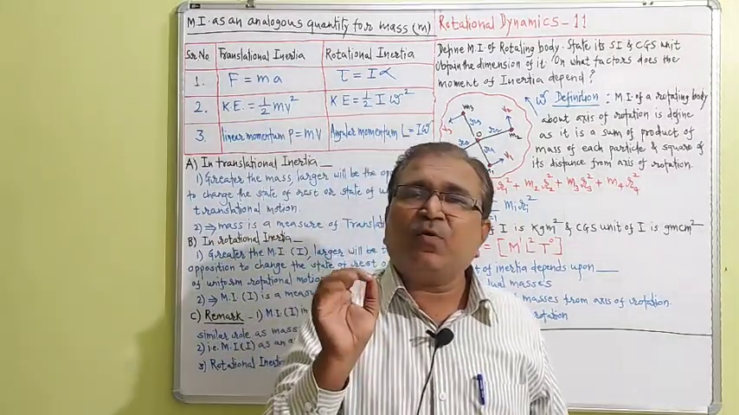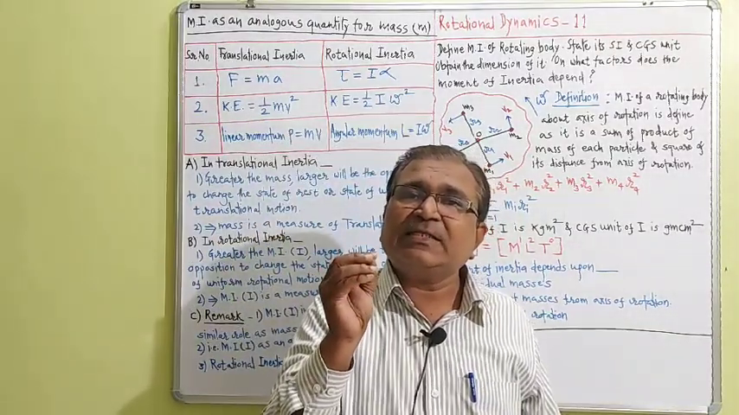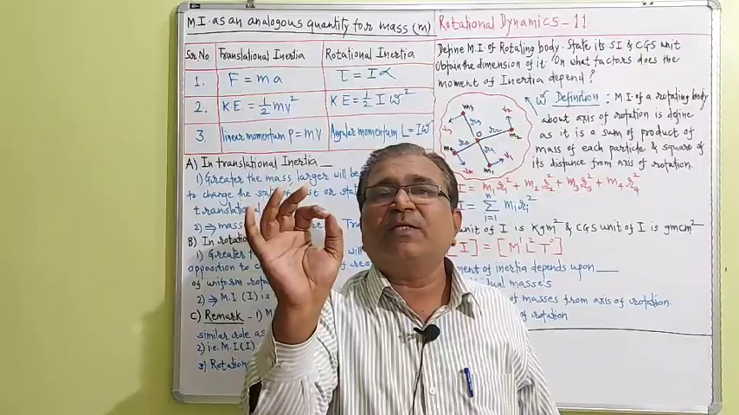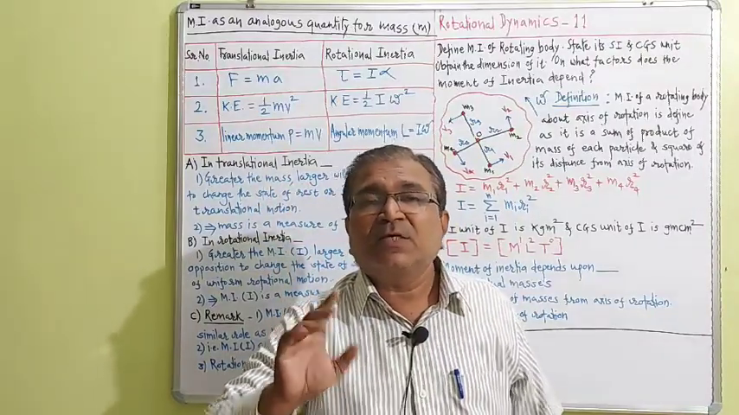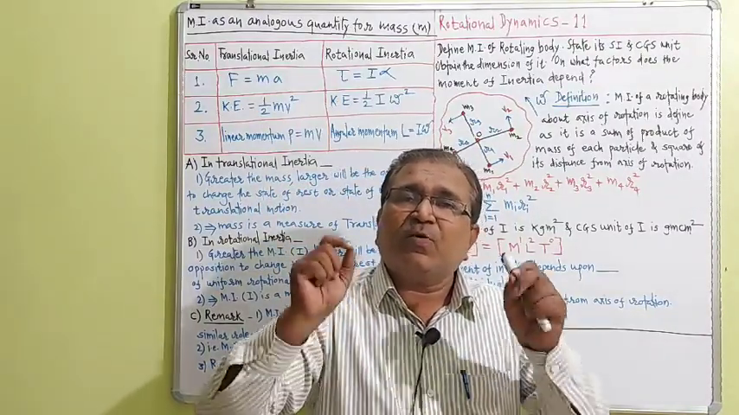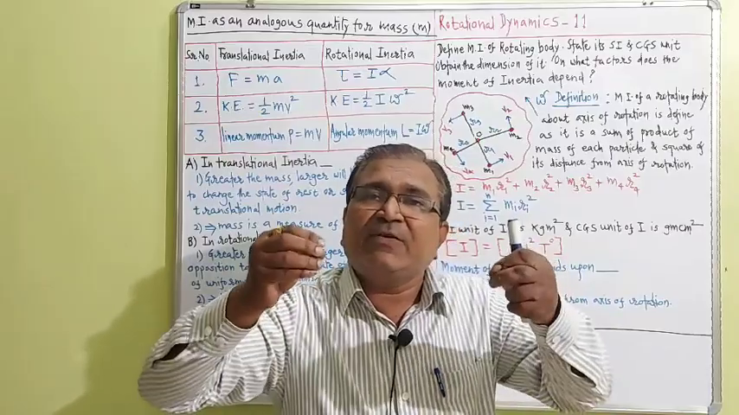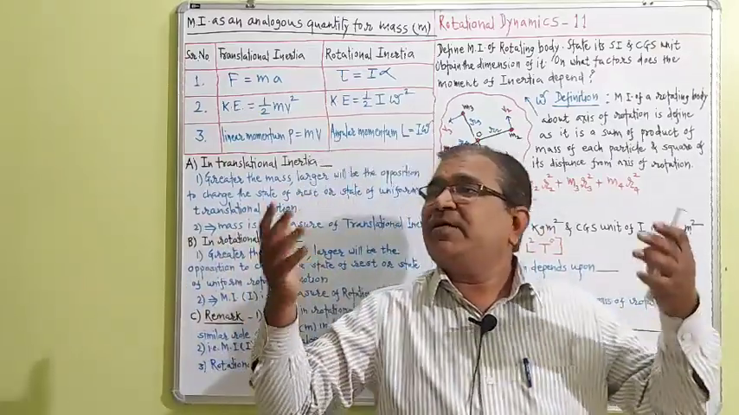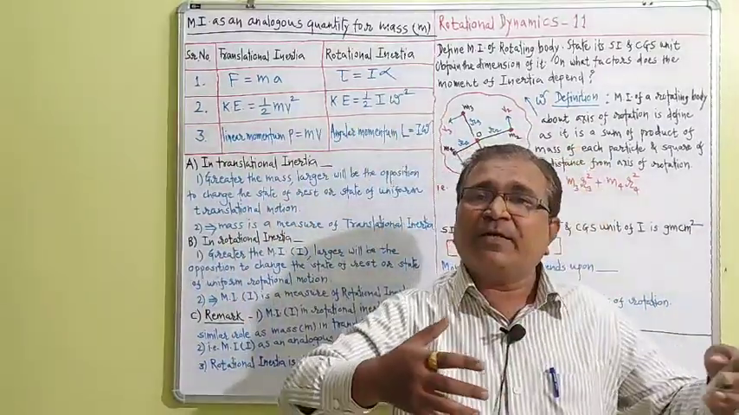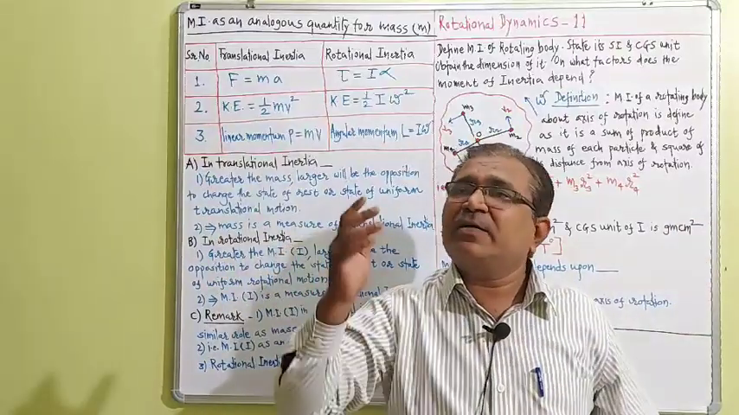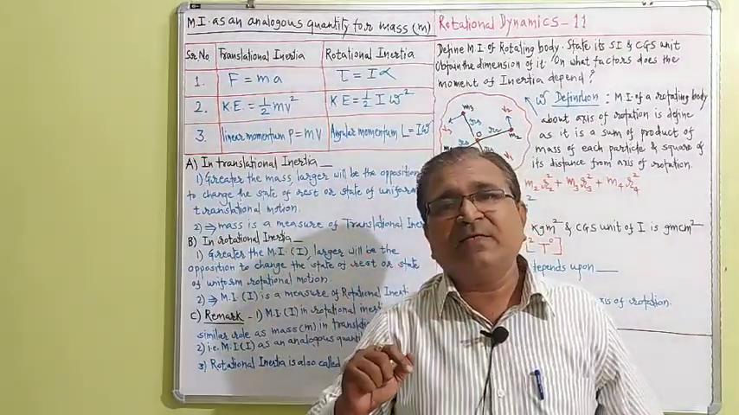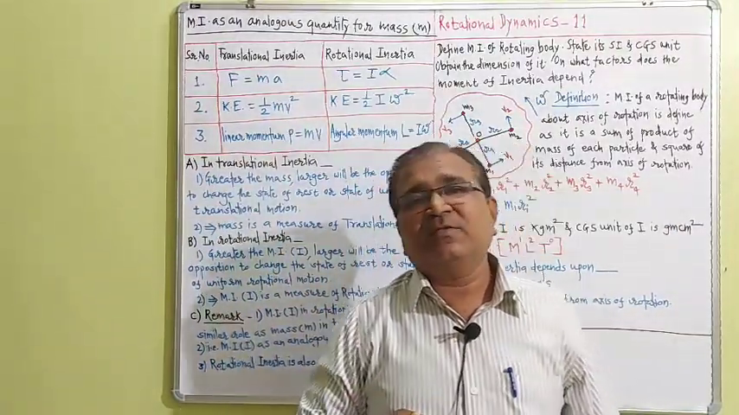And then only one point is remaining: on what factors does the moment of inertia depend? The most important thing given in the book is that moment of inertia depends upon individual masses m1, m2, m3, m4 ... mn, which are separated by r1, r2, r3 ... rn from the axis of rotation.